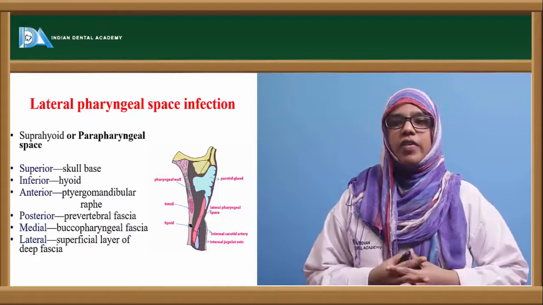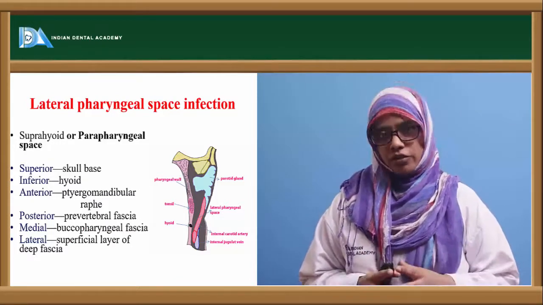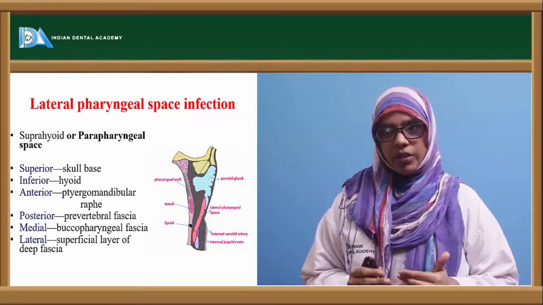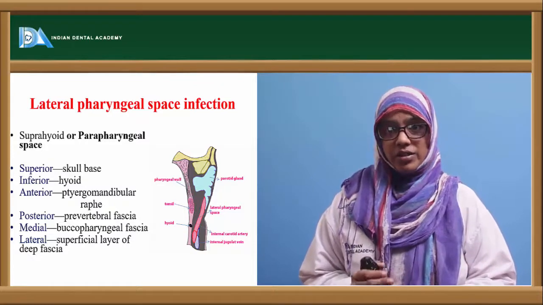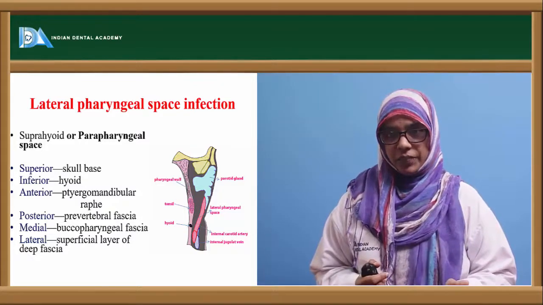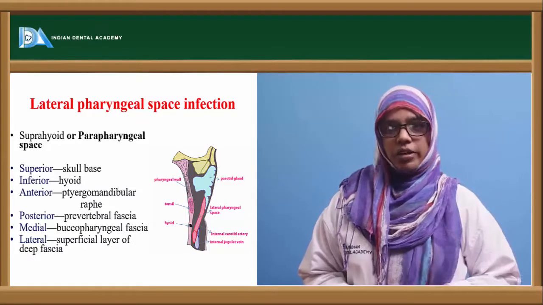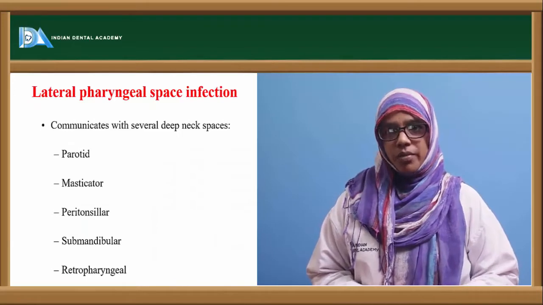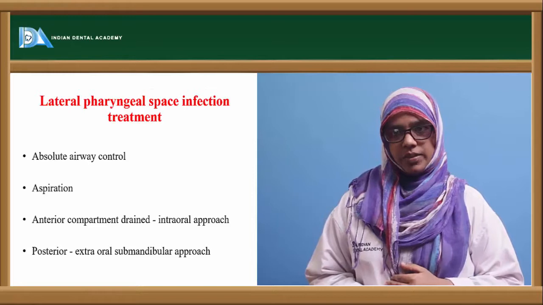Now, lateral pharyngeal space infection. Lateral pharyngeal space is also called the parapharyngeal space. It is bounded superiorly by the skull base, inferiorly by the hyoid, anteriorly by the pterygomandibular raphe, posteriorly by the prevertebral fascia, medially by the buccopharyngeal fascia, and laterally by the superior layer of the deep fascia. It communicates with the parotid, masseter, peritonsillar, submandibular and retropharyngeal spaces.